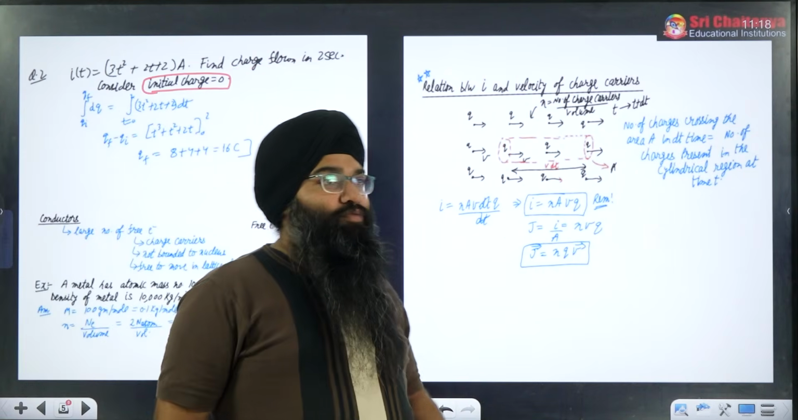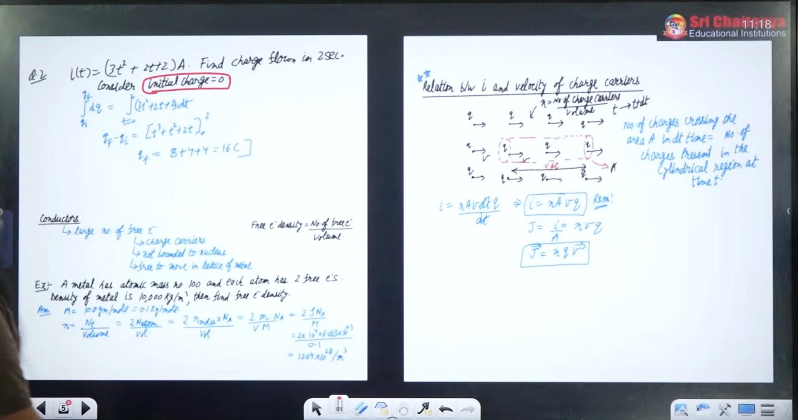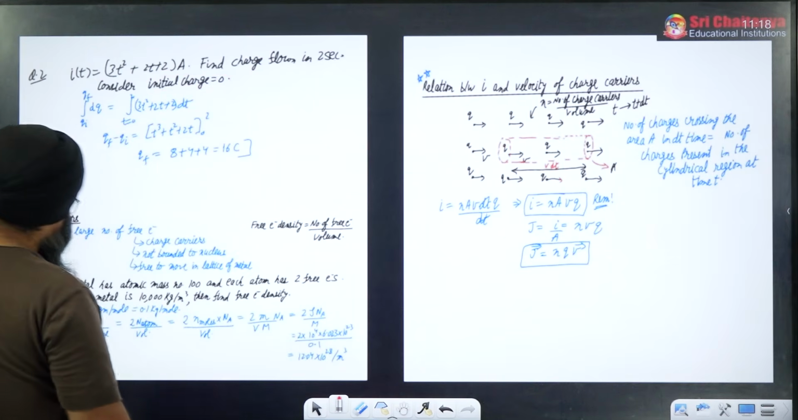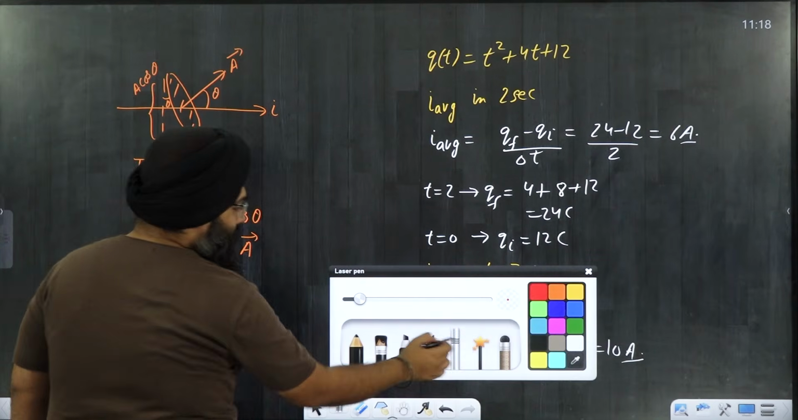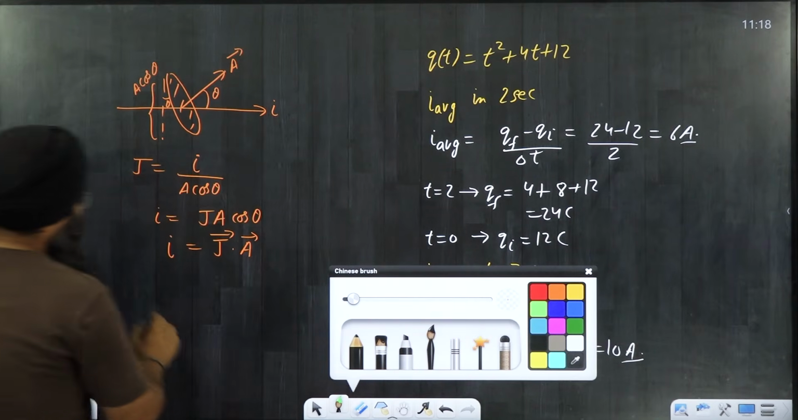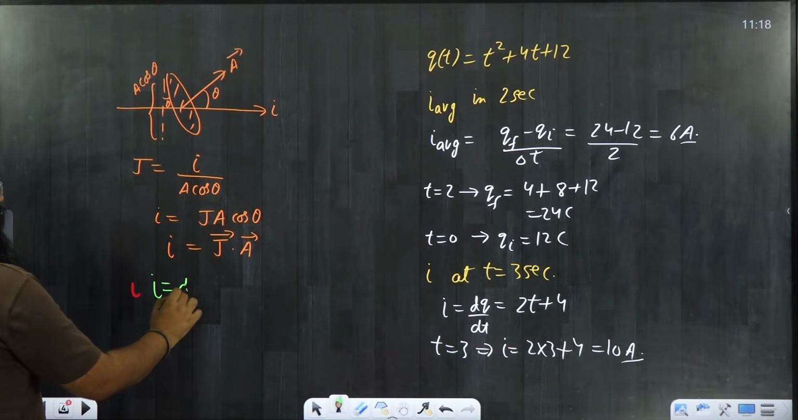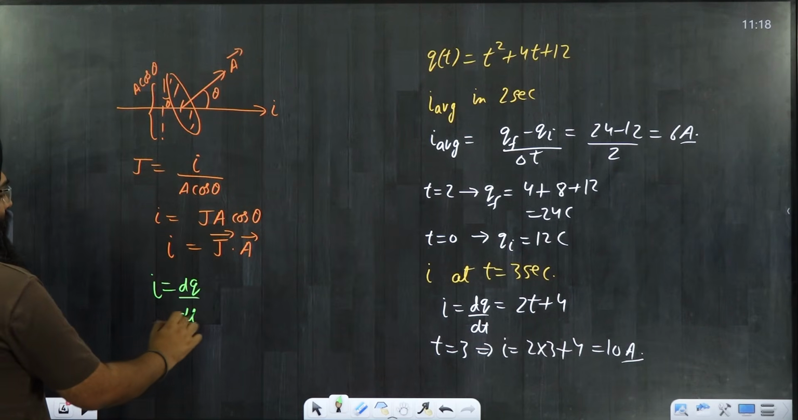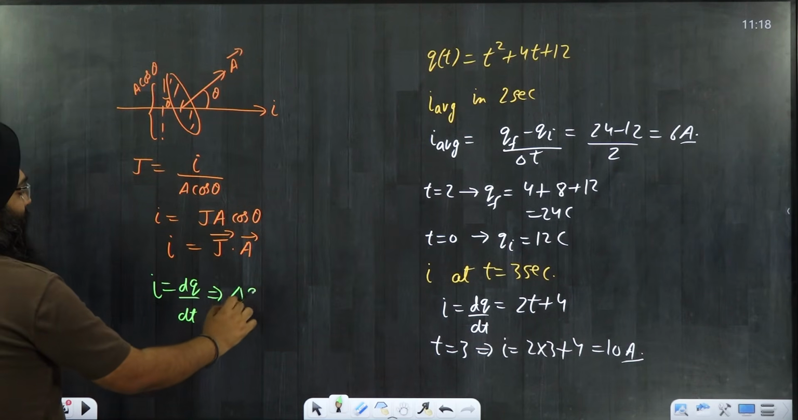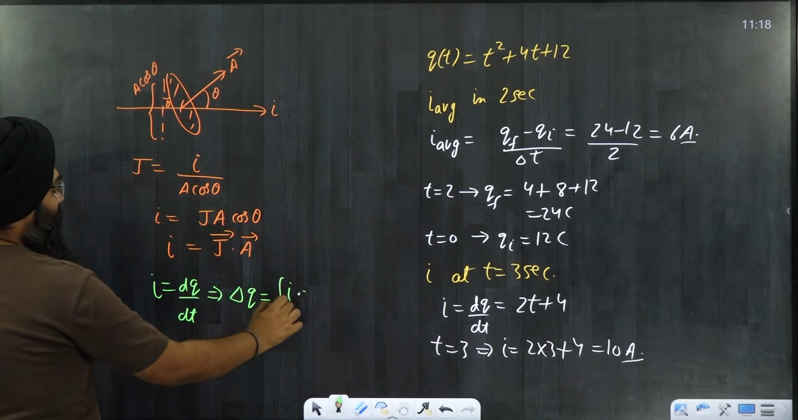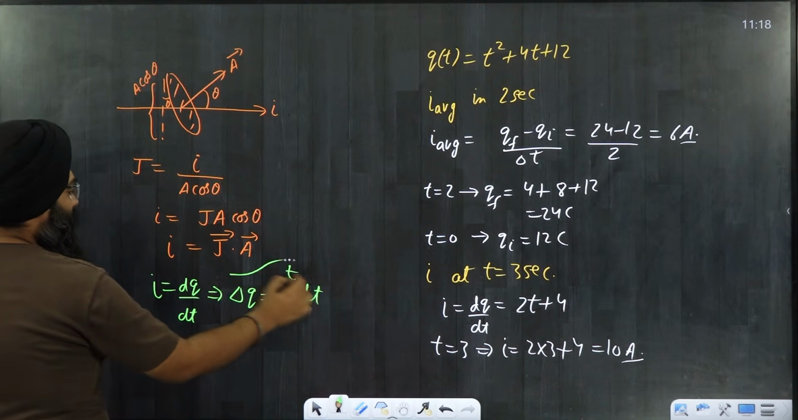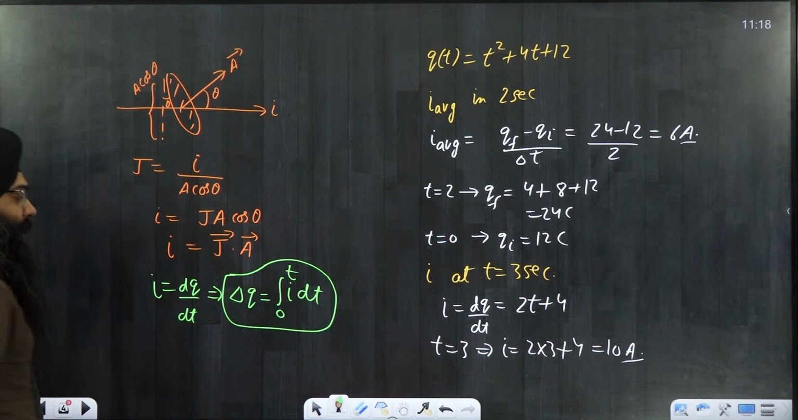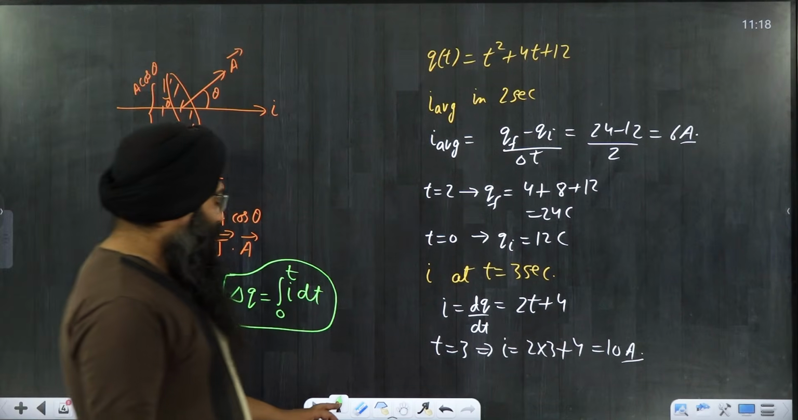So if charge is flowing in 2 seconds, how will you calculate? It is very simple. We know that current is basically equal to dq by dt. So what will be the charge flowing in this particular time? The total charge flowing is the integration of I dt over the given time interval, suppose 0 to t you are asking. So integrate the current as a function of time and you will get the total charge.